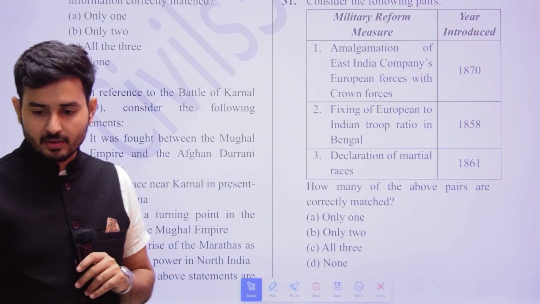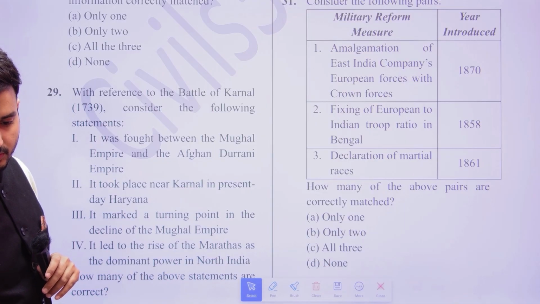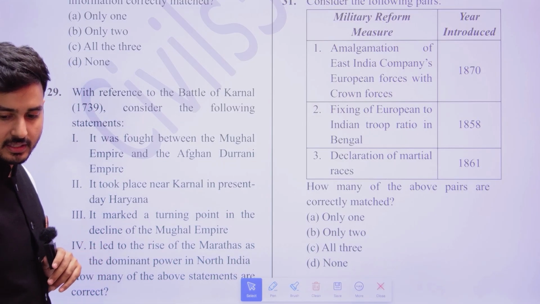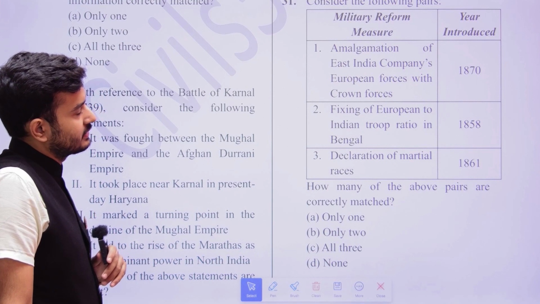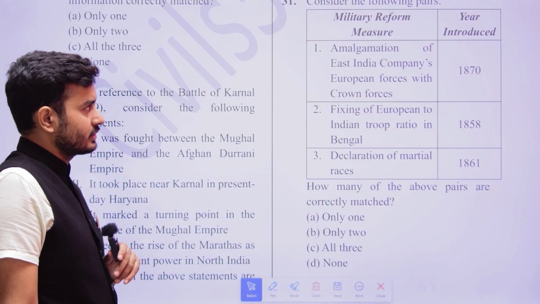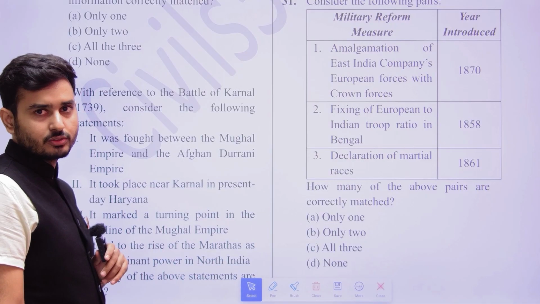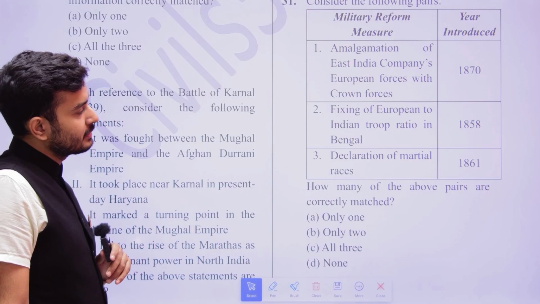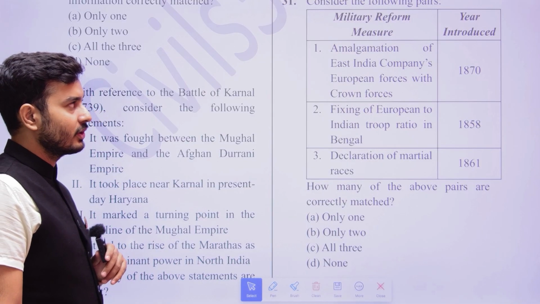All right. Now, when we talk about the next question, what do you think is going to be the answer here? Consider the following pairs, that is, military reform measure and the year in which it was introduced: amalgamation of East India Company's European forces with the Crown forces, fixing of European to Indian troop ratio in Bengal, and then declaration of martial races. How many of the following are correct?